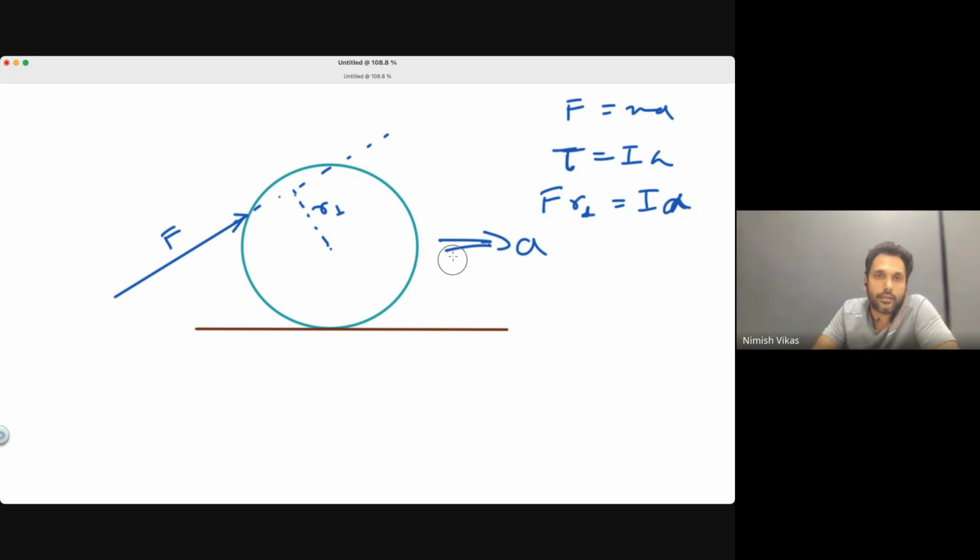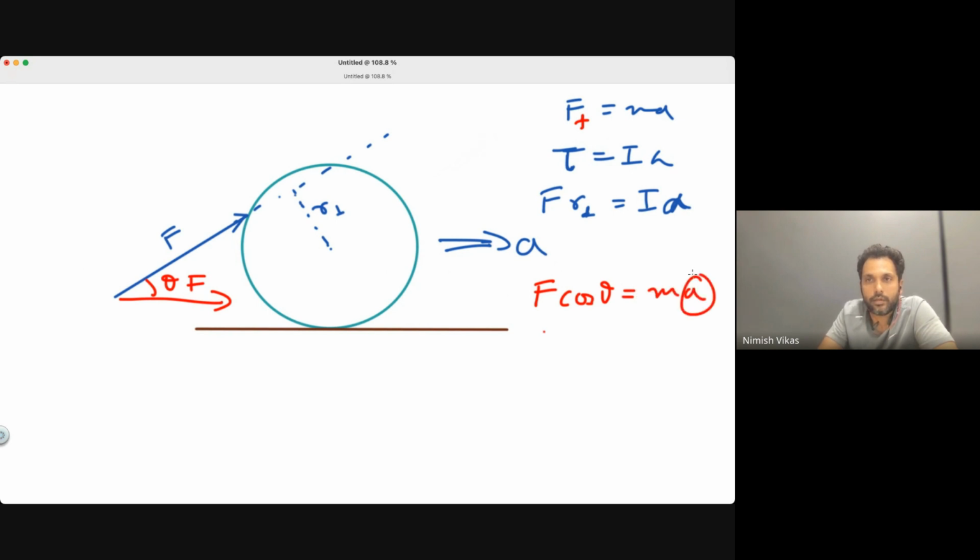Then you will say that for forward acceleration, I need to know the forward force. So you'll break the force into the forward direction. Somehow this angle would be given. So forward is how much? F cos theta is equal to MA. Then you compare your A with your R alpha and decide whether it is going to give a friction backwards or friction forwards. Is that clear?